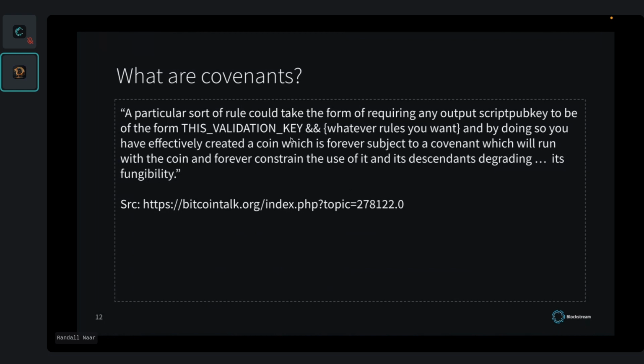a particular sort of rule could take the form of requiring any output script pub key to be of the form this validation key and whatever rules you want. And by doing so, you have effectively created a coin which is forever subject to a covenant which will run with the coin and forever constrain the use of it and its descendants, degrading its fungibility. So it sounds pretty negative, right? Forever constraining coins and reducing fungibility is a bad thing, right?